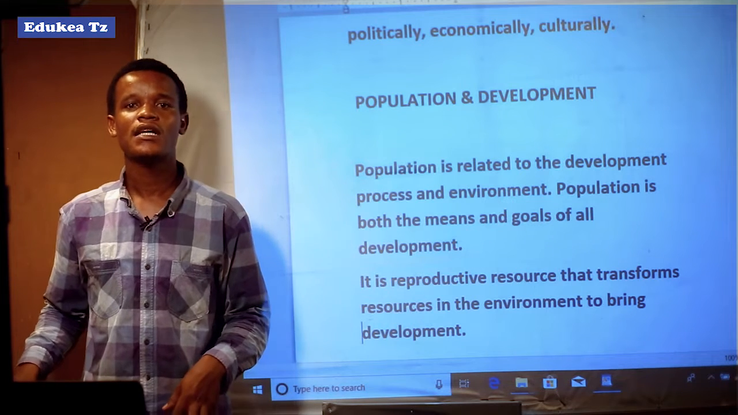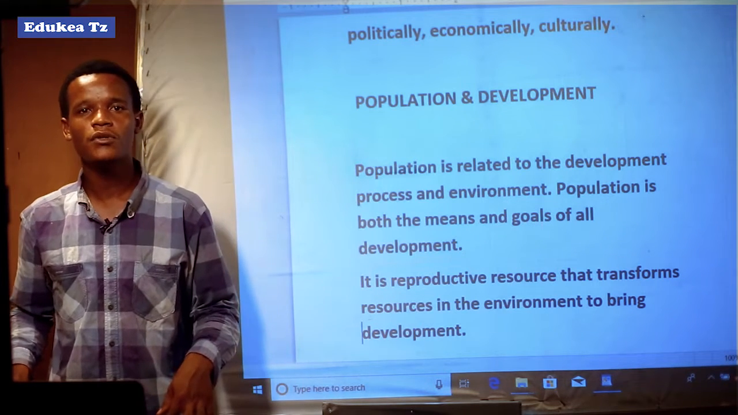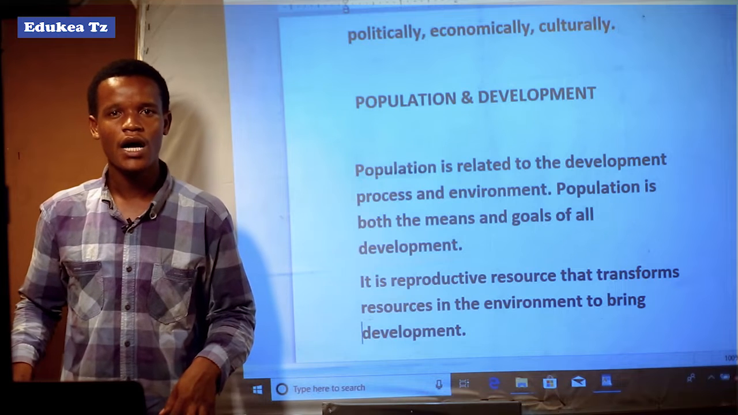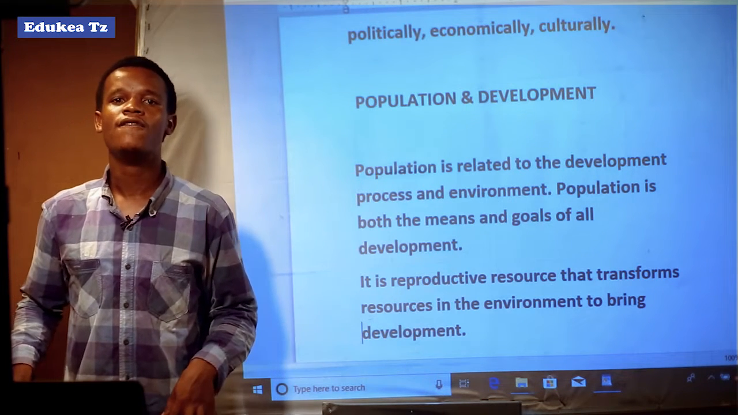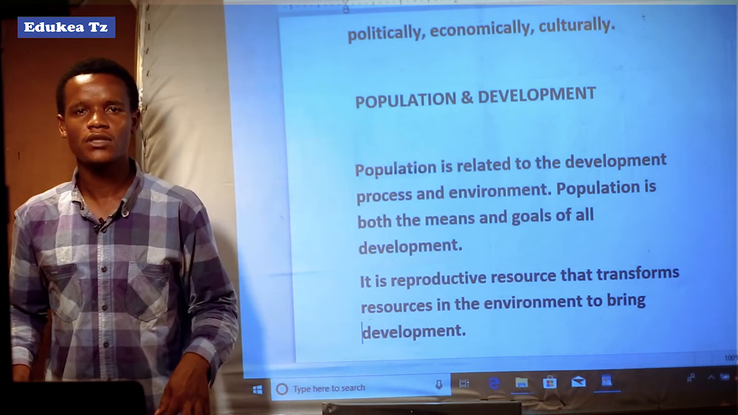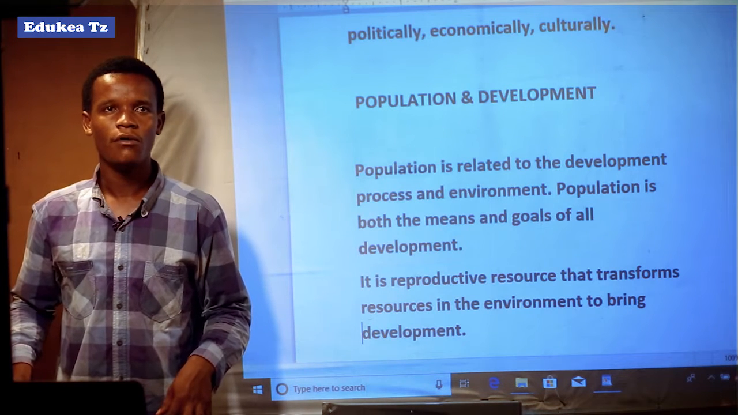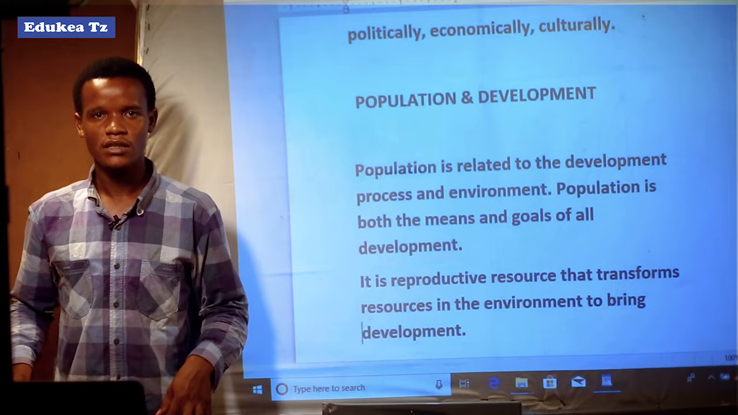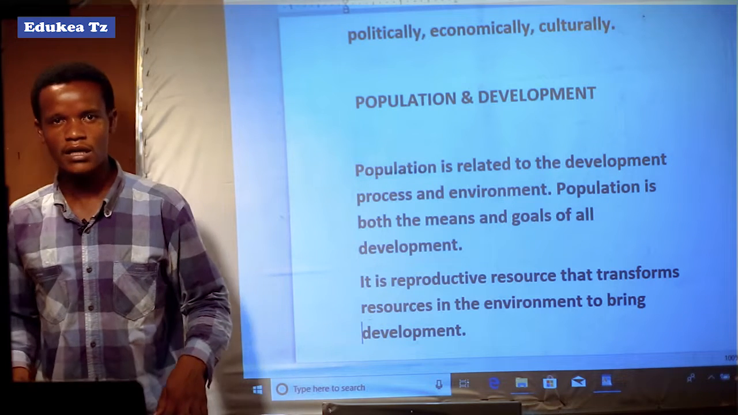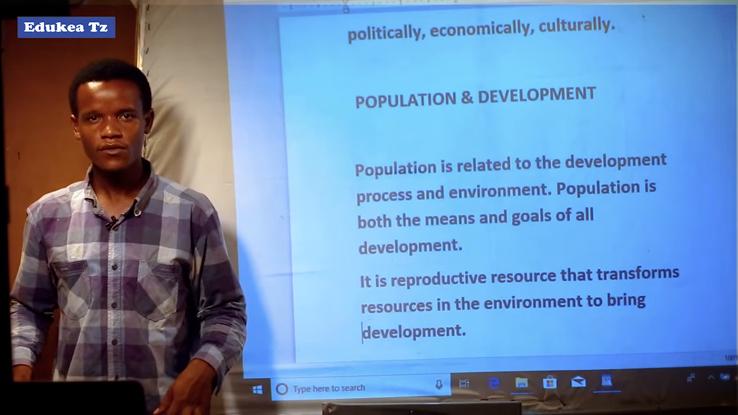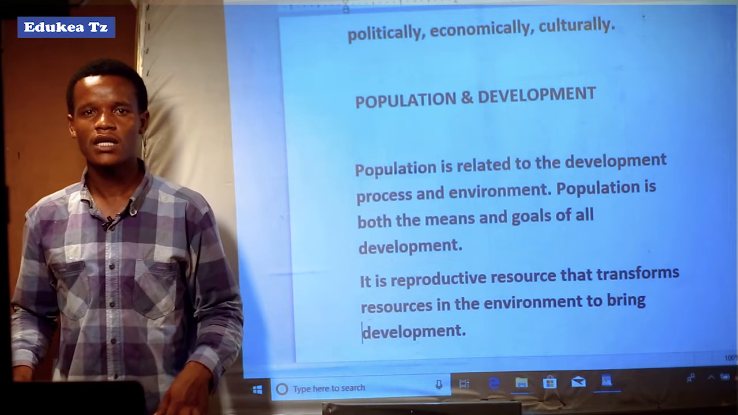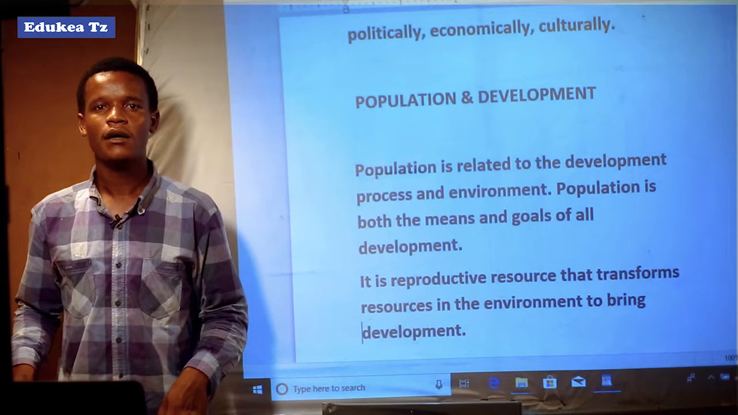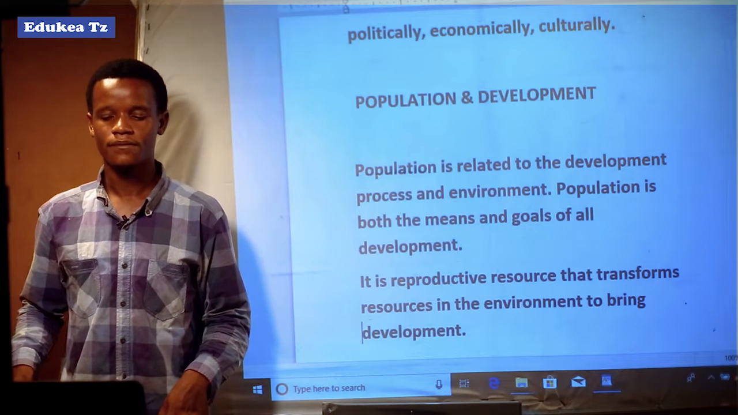That's why the countries that have high population, like China, tend to be developed due to the presence of high population. So those areas that have high population tend to have more development compared to those areas that have low population, especially the developing countries, which tend to have low population. Their development tends to be low compared to those areas that have high population like China.